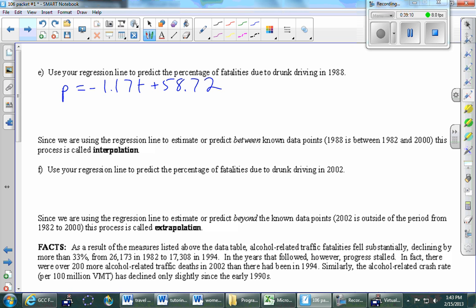And we're looking for the percentage. So what letter are we looking for? P. So that's the question. In 1988, which is a value of T. How much is T at that moment? 8 years after 1980. So what do we do? We plug in. T equals 8, plug it into the equation.